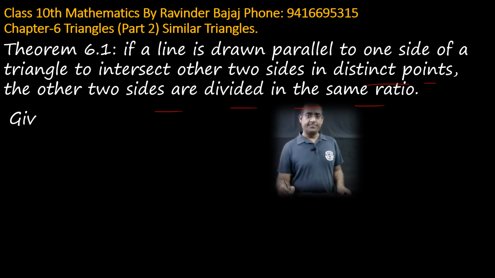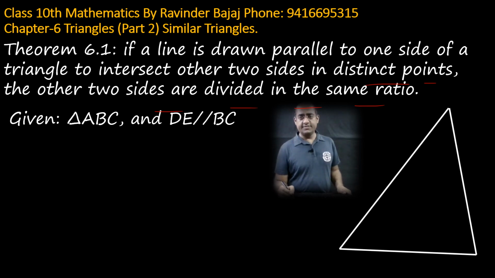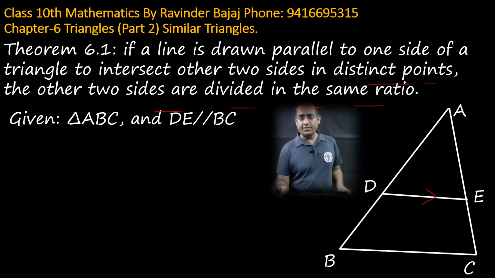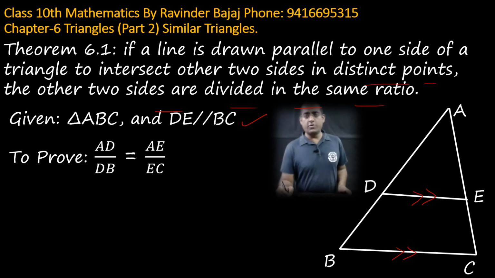See here, given is triangle ABC and DE is parallel to BC. So let me draw the figure for you. This is a triangle ABC, and this is a line DE. DE is parallel to BC. It is given in the question. So these things are given. I have written given here. To prove, we have to prove that AD upon DB is equal to AE upon EC. This is what we have to prove.